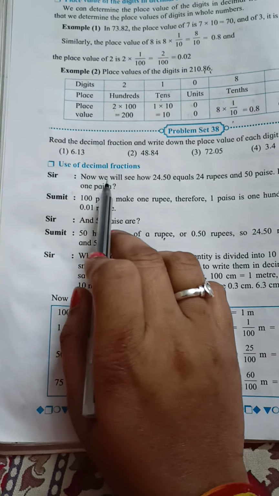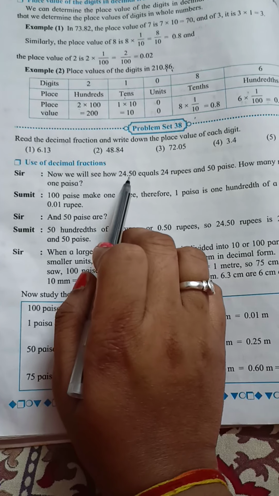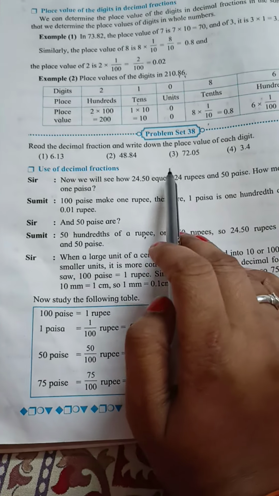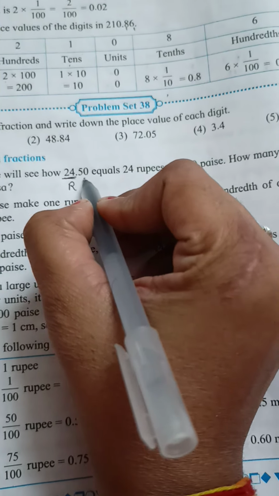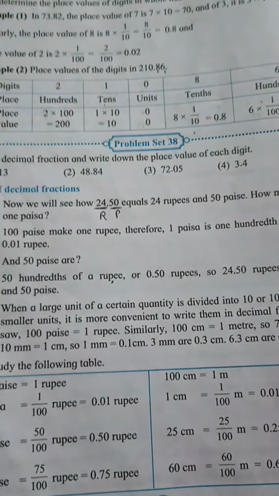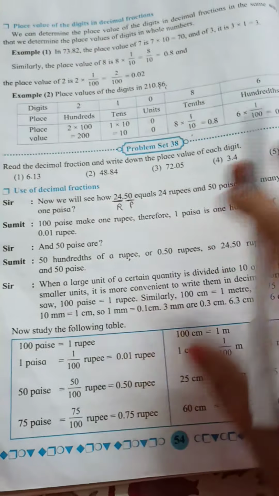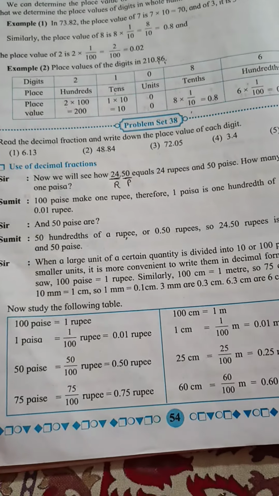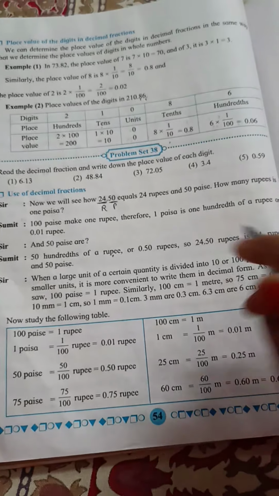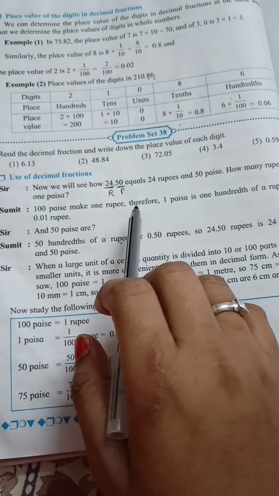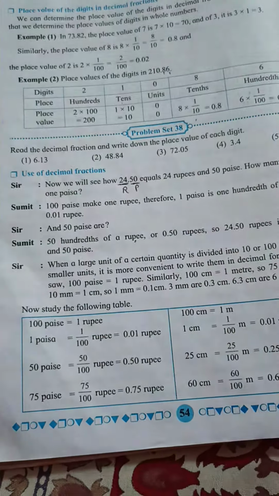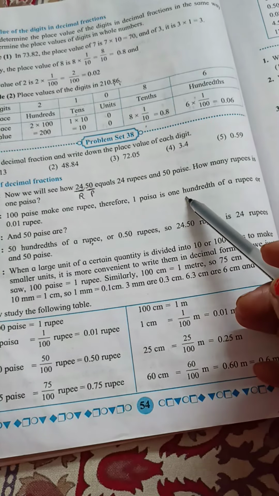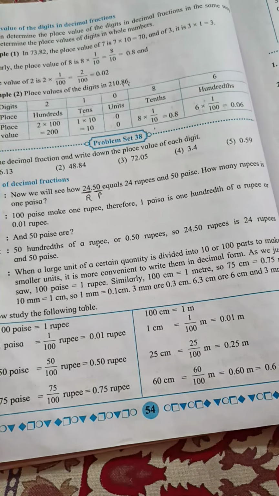Now we will see 24.50 equals 24 rupees, meaning this 24 will be in rupees and 50 paisa. So like that we are going to read it. And 100 paisa make 1 rupee. In 1 rupee how many paisa do we have? We have 100 paisa. 1 paisa is 1/100 of a rupee.